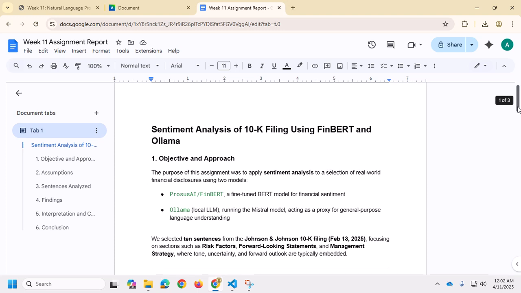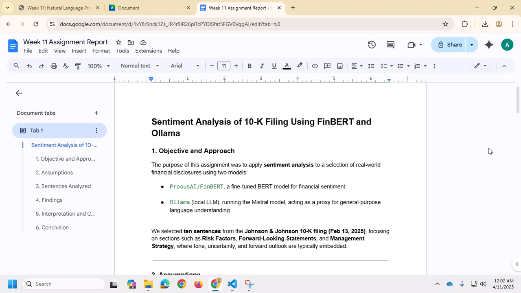The company that I selected for the 10K filing report was Johnson and Johnson. So this was the 10K filing report that I actually downloaded, and we were focusing on sections such as risk factors, forward-looking statements, and management strategy. Basically, they would provide the tone, certainty or uncertainty, forward outlook or not. We're going to be seeing that.